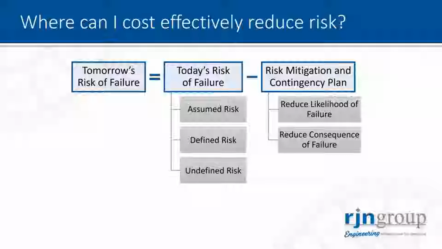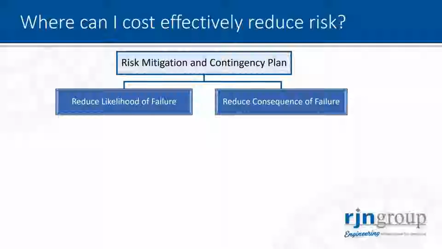Risk is defined as the consequence of failure times likelihood of failure. And each one of these can be further broken down as far as strategies with your capital budget, O&M budget. So let's look a little closer at likelihood and consequence of failure. So this falls under the risk mitigation and contingency plan. Likelihood of failure is on the left, consequence of failure is on the right.